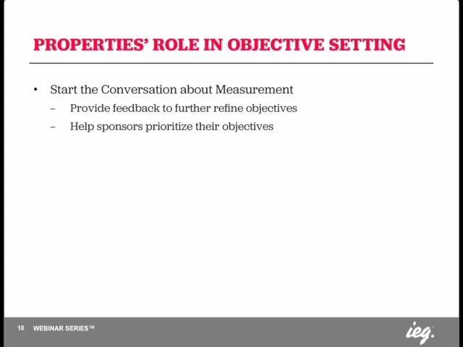Depending on the sophistication level of your prospective partner, you may be starting a conversation that they have not even had internally. So it is sometimes your role to be the educator about making sure that they do have measurable objectives, because as the property partner, you want your sponsors to have those types of objectives and to make sure that they are measuring, because an unmeasured sponsorship is usually one that does not get renewed. So measurement is the property's friend, as we like to say.